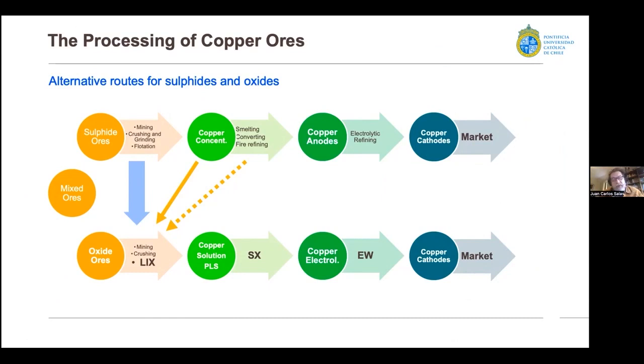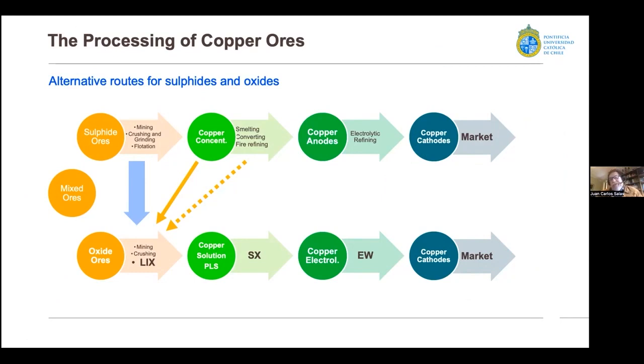Mixed ores, which might have sulfides and oxides, obviously can choose what route they prefer to follow. Note that there is a connection between those two paths, as sulfides can also be treated by hydrometallurgical processing, either as ore or concentrates.